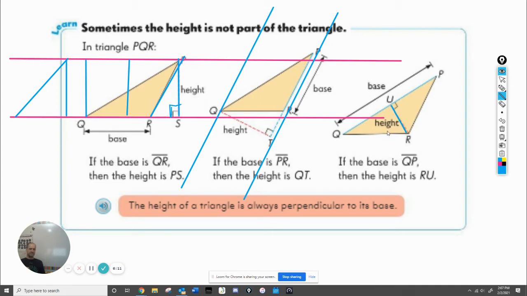I cannot stress it enough. The height is always perpendicular to the base. The base is the measure of one side. The height is the measurement from the base to, you could say even to the line, the parallel line that the height lies upon. That's actually really good. You should write that down. Do it. Do it now.